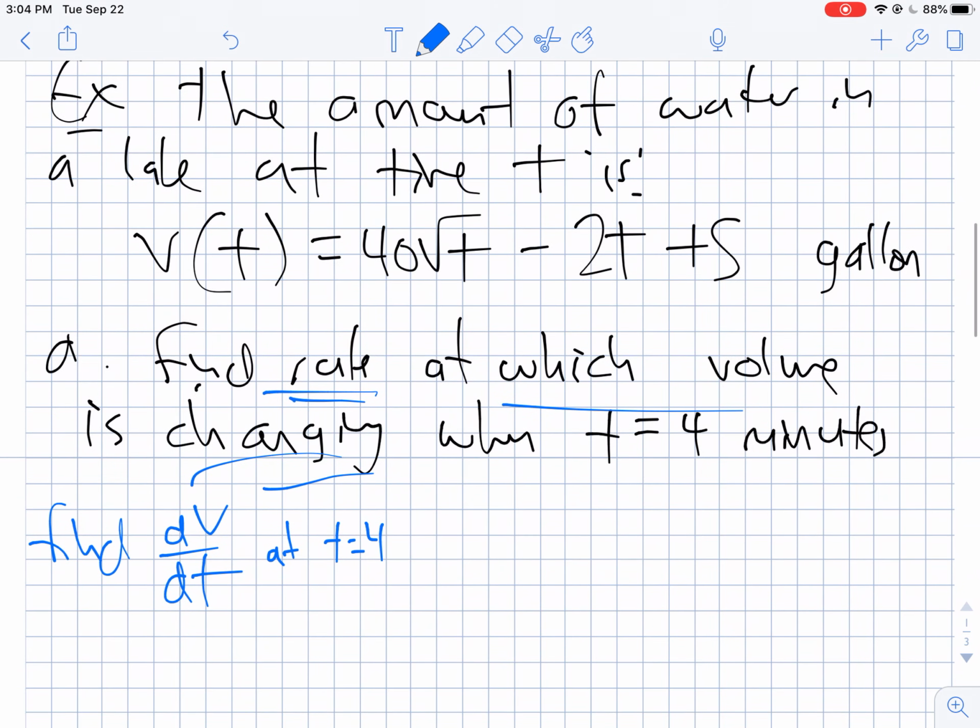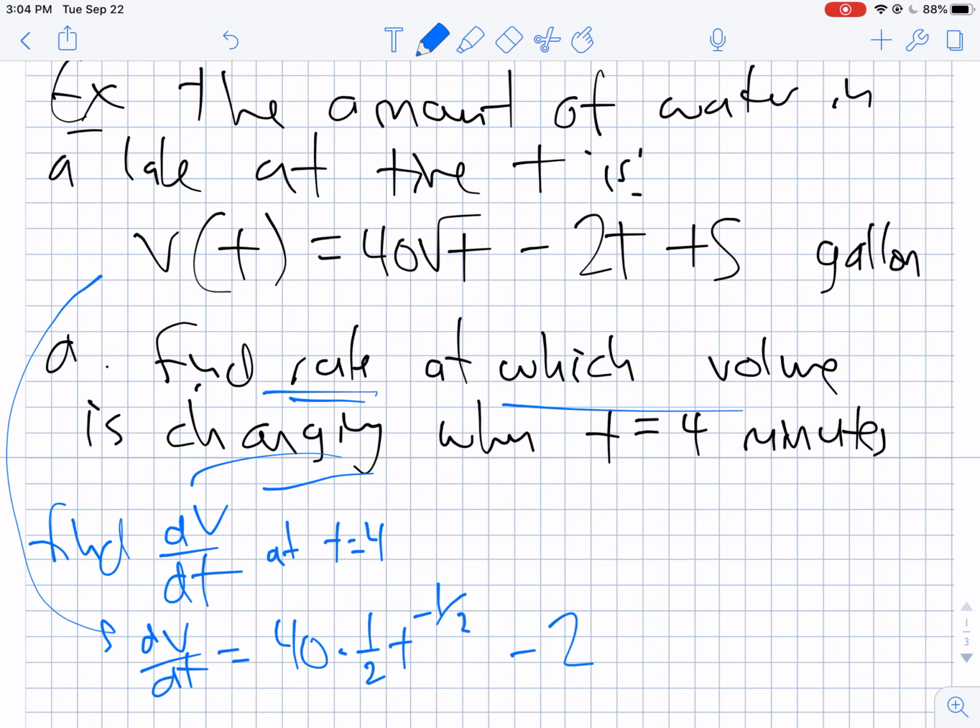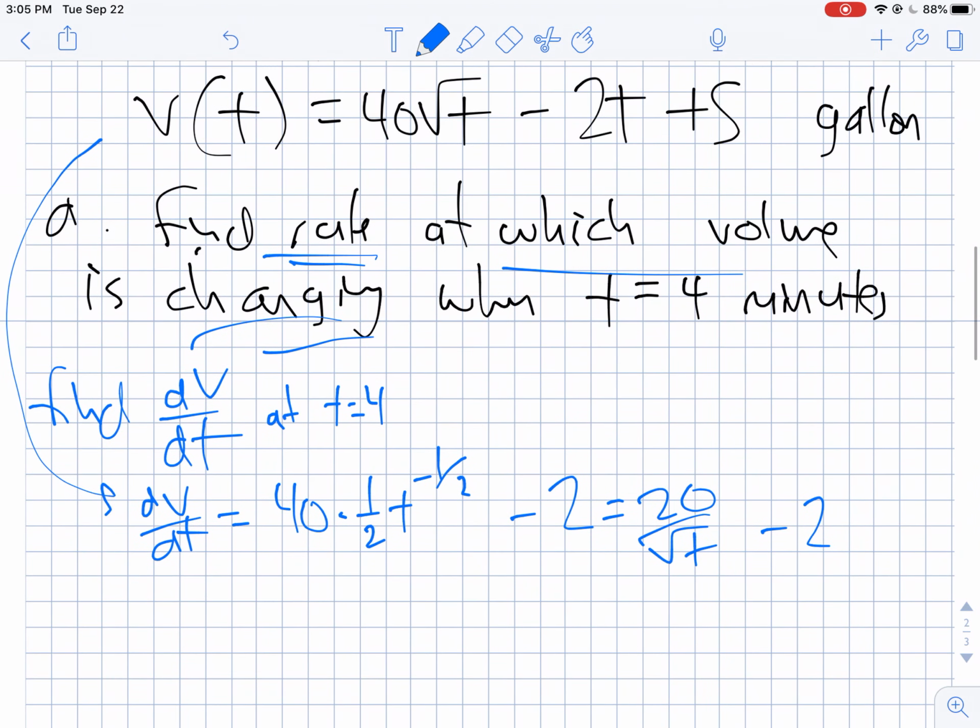Let's go ahead and do that. This is a pretty straightforward derivative. dV/dt equals 40 times 1/2 t to the negative 1/2, minus 2. We could also write that as 20 over √t, minus 2. Now if I want to find this at 4, so V prime of 4, that's just 20 over the square root of 4, minus 2, so that's 10 minus 2, which is 8.